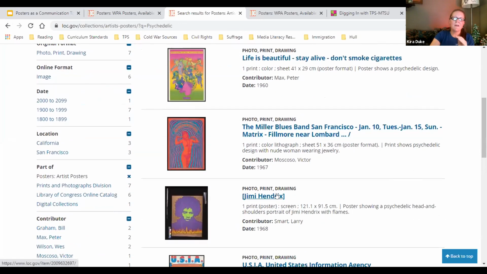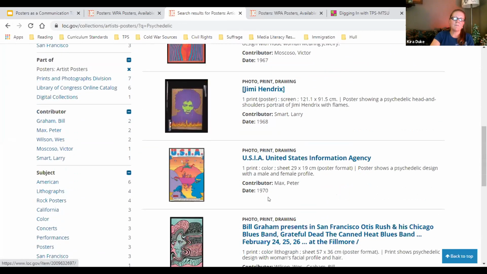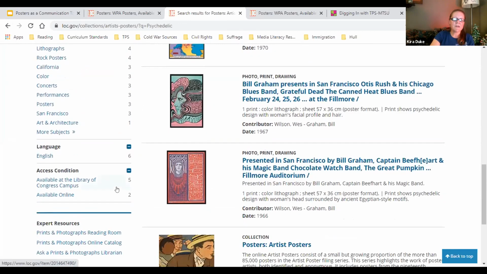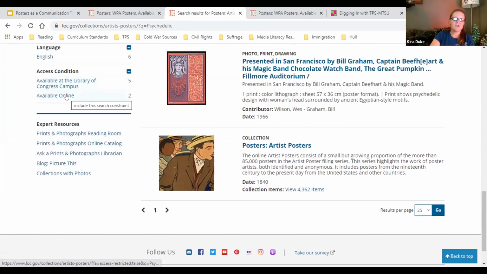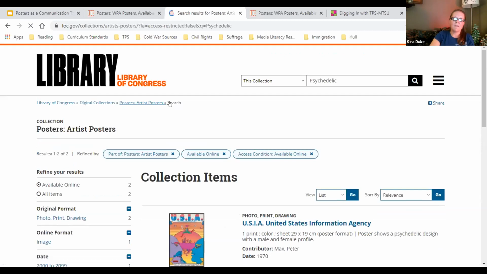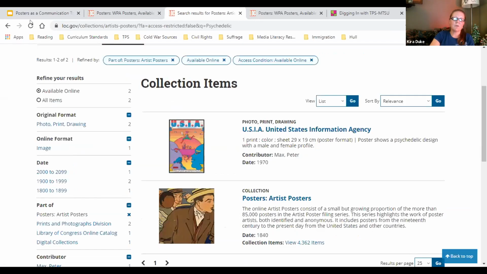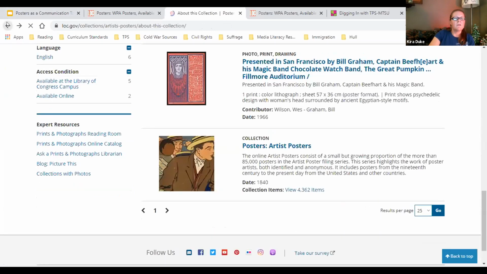Now, I will say, again, there's about 1,000 of these posters that are of uncertain copyright, and so you can't get those larger JPEG files. Unfortunately, a lot of the psychedelic ones fall under that category. Like this one right here about not smoking. The Jimi Hendrix poster does as well. But you can easily filter those out using the access condition here and just do the ones that are available online. And then that will filter those out as you're looking through these.